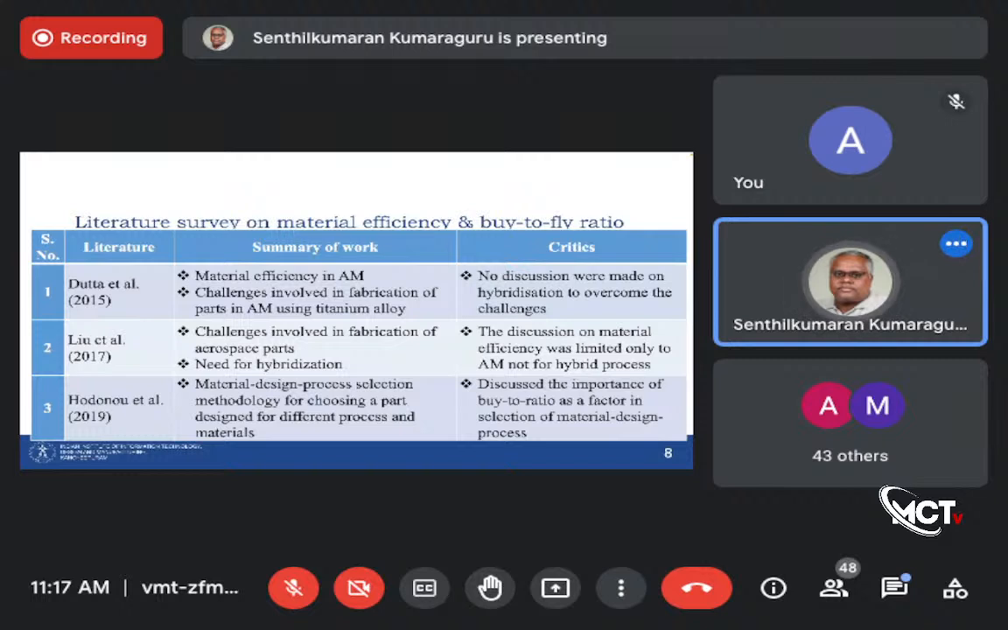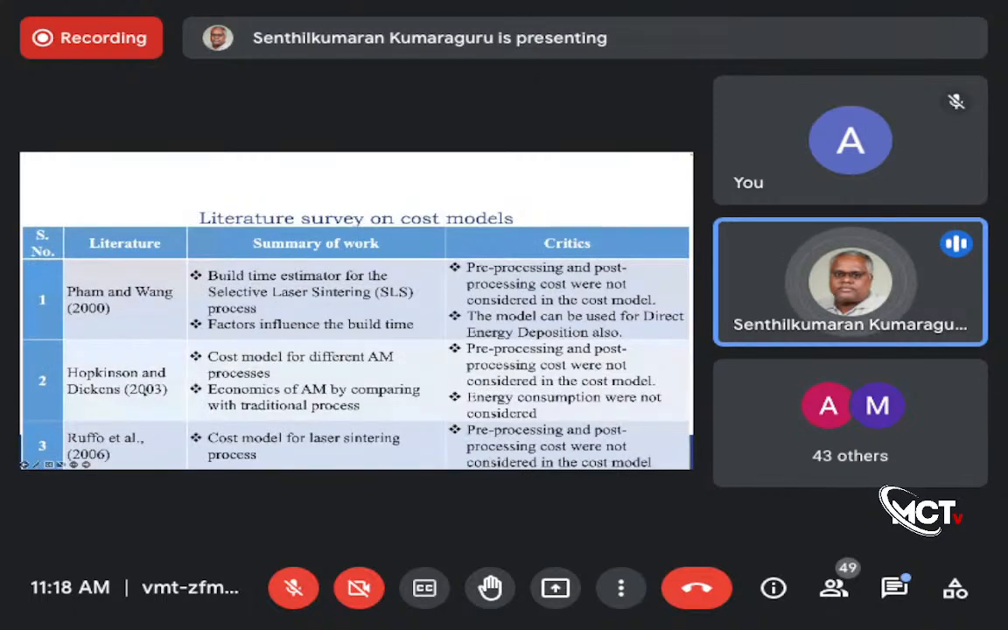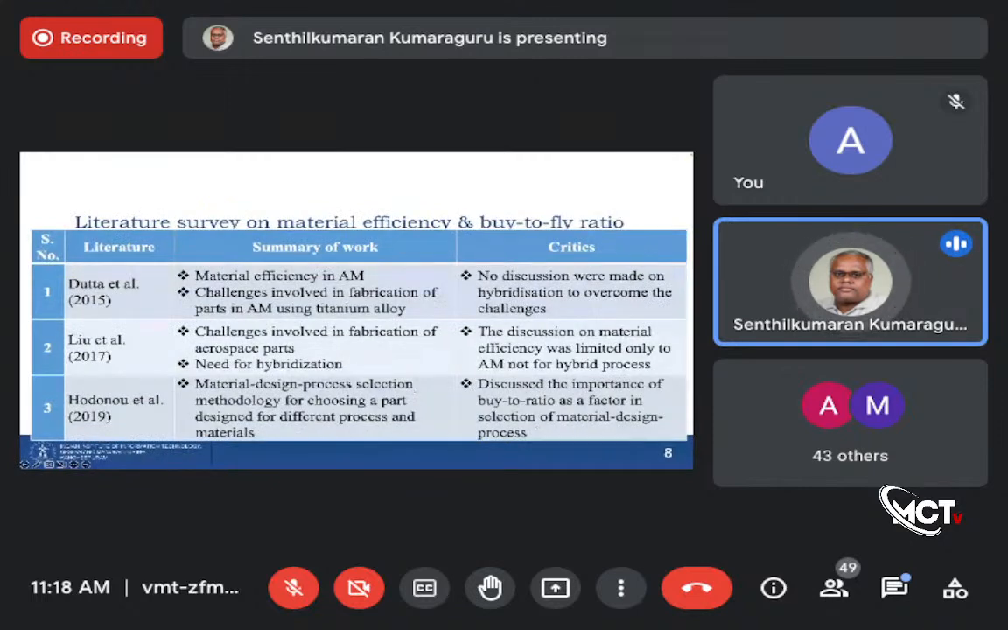Now, if you look at the literature, there is a lot of literature that focuses on material efficiency or buy-to-fly ratio. Some researchers have focused their attention especially on titanium, because it's an expensive material. Datta has discussed material efficiency, but mostly in a single AM process, not with a hybridized process. Liu talked about the need for hybridization, but did not look at material efficiency in much detail. Hodonu did a material design process selection. He discussed the importance of buy-to-fly ratio, especially in selecting a material form rather than analyzing it.